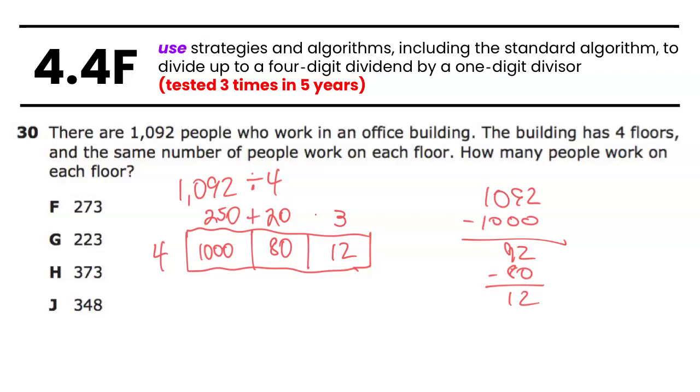Once again, in order to find our quotient, we're going to add the factors on top of our area model, which will give us 273. And we want to verify that when we add up the numbers inside of our model, it ends up at our original dividend. And in this case, it does, 1,092. Again, students can verify their answer through multiplication. That 273 multiplied by 4 does in fact equal our original total of 1,092. And so F would be the correct answer in this case.